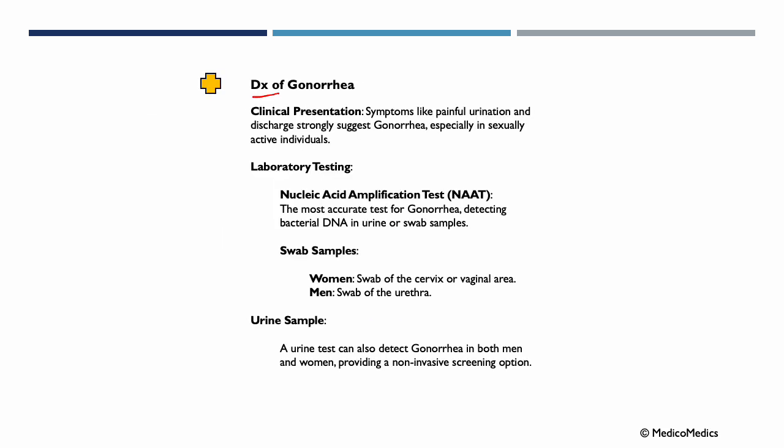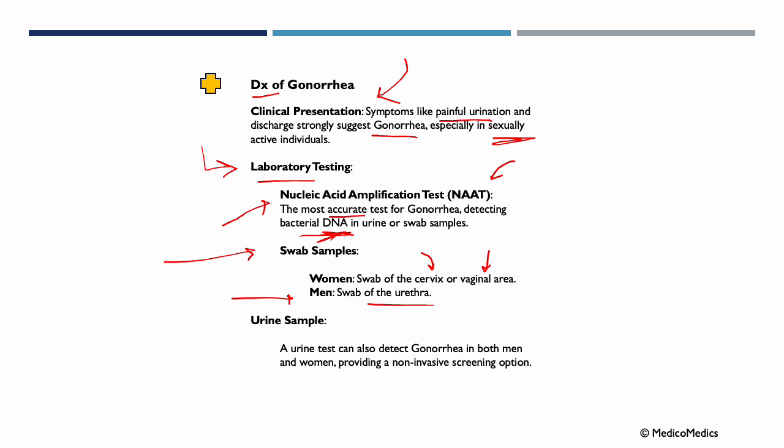So how do we then properly diagnose gonorrhea? Well, we have a clinical presentation, as mentioned before, painful urination, discharge, all of it strongly suggests gonorrhea, especially in sexually active individuals. But what we then do is laboratory testing. So we can do a nucleic acid amplification test, or a NAT. This is the most accurate test for gonorrhea, detecting bacterial DNA in urine or swab samples. So when we do swab samples in women, we do a swab of the cervix or vaginal area. In men, we do a swab of the urethra.